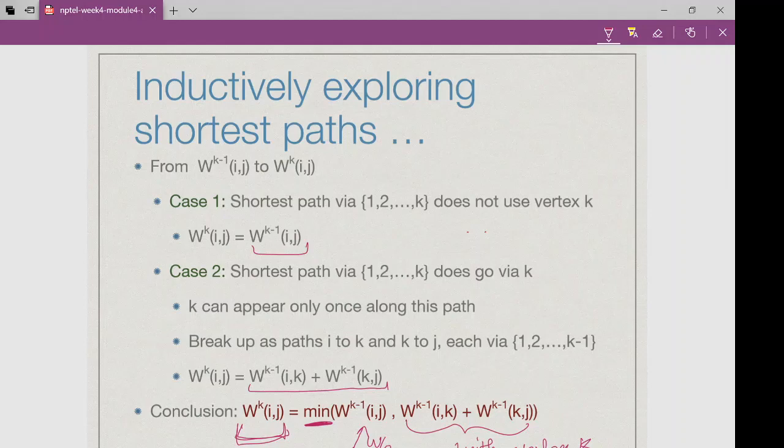Okay, so once again I am repeating. If we are not considering vertex k, then whatever weight we get at k minus 1 is the final weight, that is the shortest weight. If we are considering the kth vertex, then we have to find the weight from i to k and k to j, and add it up. It will give us the weight at the kth location after taking the kth vertex. Then to write the final answer, we have to select the minimum among these two cases.